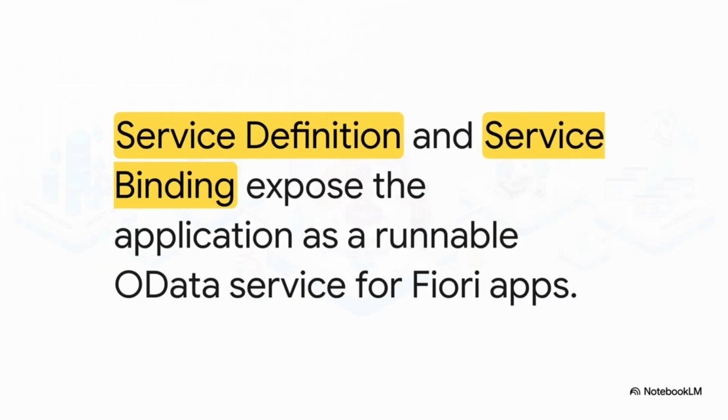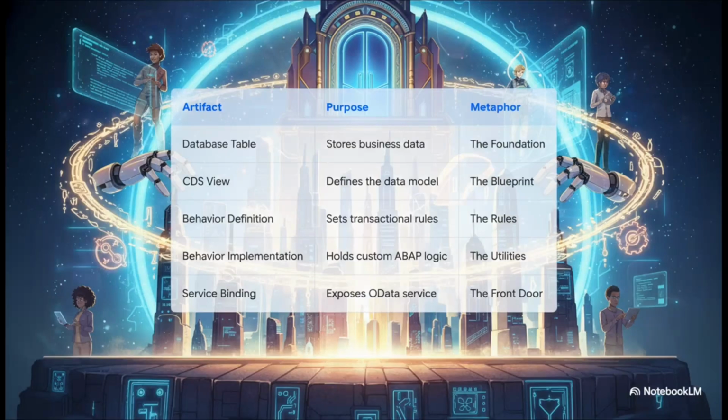And we do this with 2 simple objects. First, the service definition. It just specifies which of our CDS views we want to expose to the world. Then the service binding takes that definition and poof, it creates a live, active, runnable OData endpoint that you can test immediately in a Fiori preview. It's that simple. And here it is, the whole workflow in one neat little table.